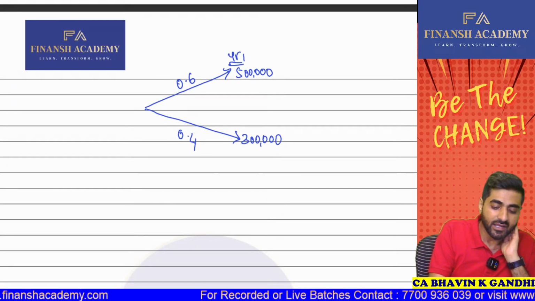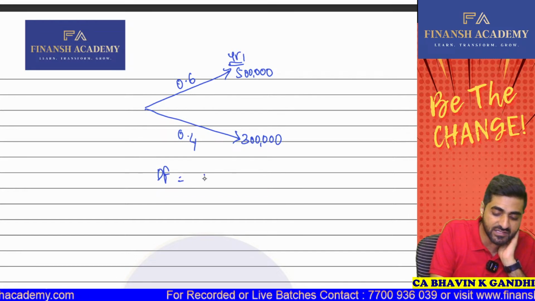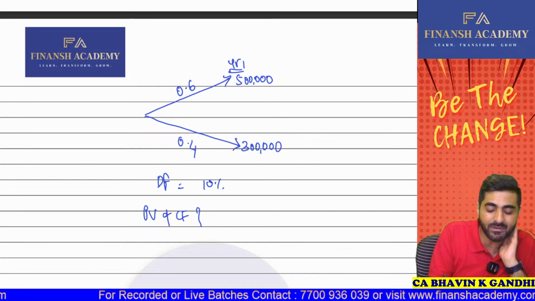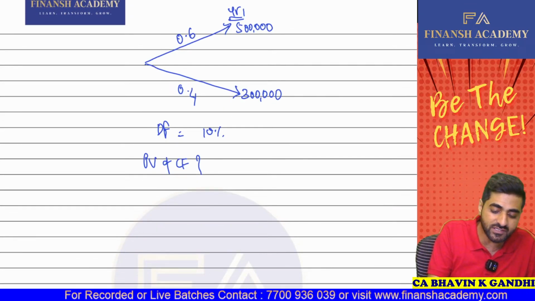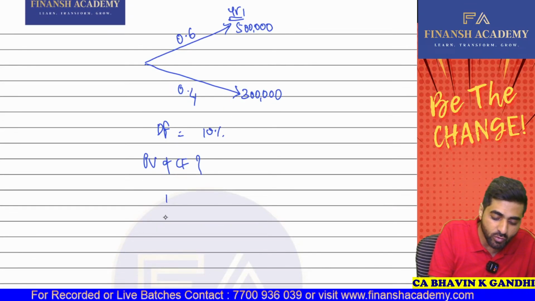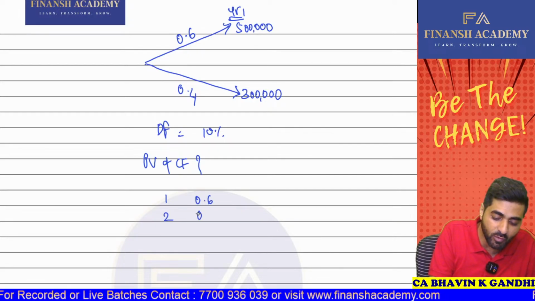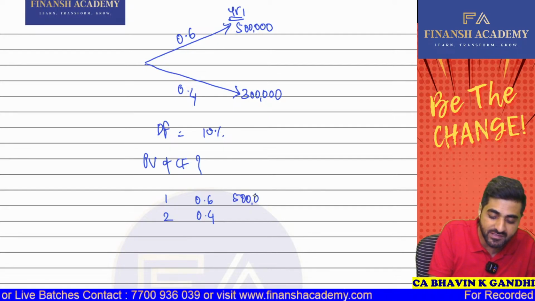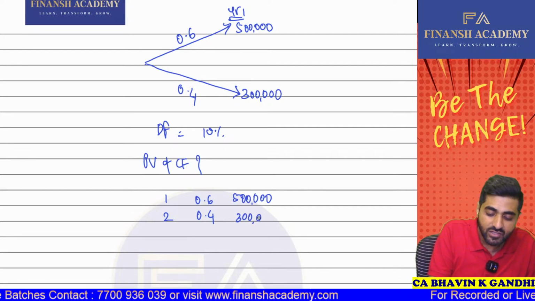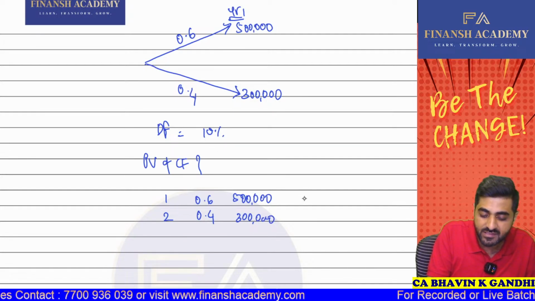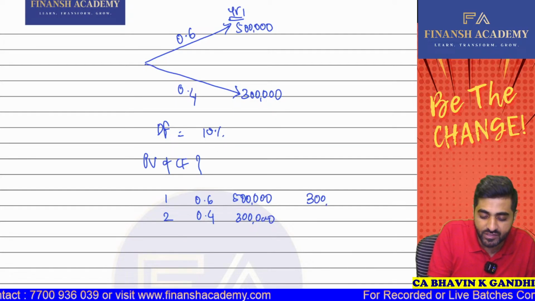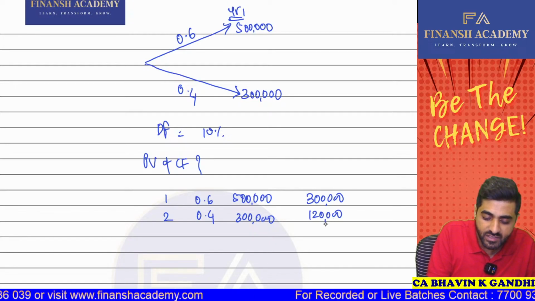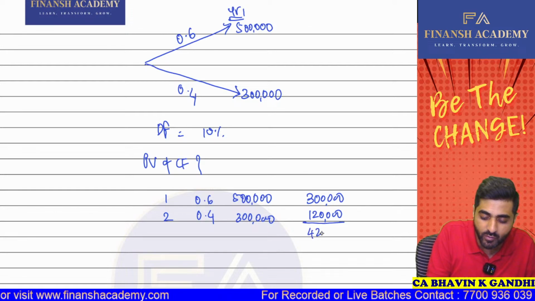Suppose I tell you that my discounting factor is 10%. What is the present value of cash inflows which I'm expecting? You'll be like, sir, it's so simple. First of all, there are two situations. We have probabilities of both the situations, 0.6 and 0.4. Here my cash inflows are 5 lakhs, here my cash inflows are 3 lakhs. So basically I'll be adding 3 lakhs and 1 lakh 20,000, which eventually gives me 4 lakh 20,000.